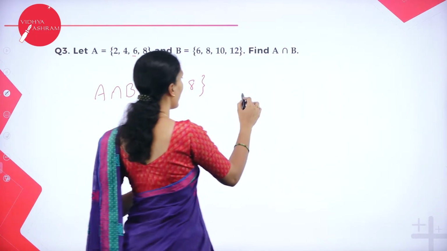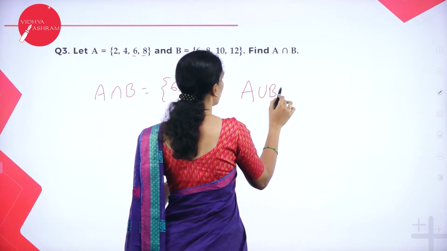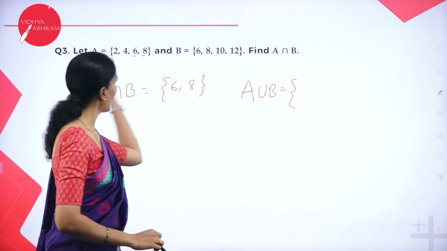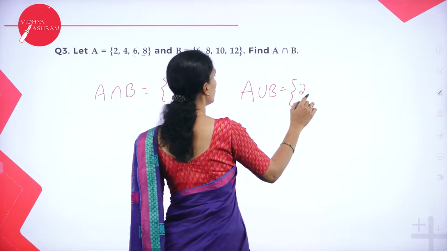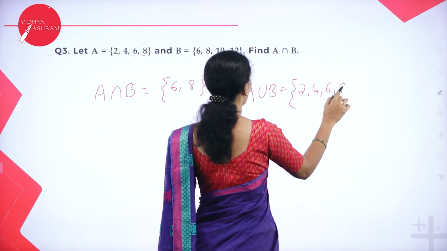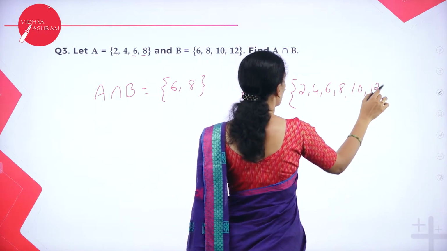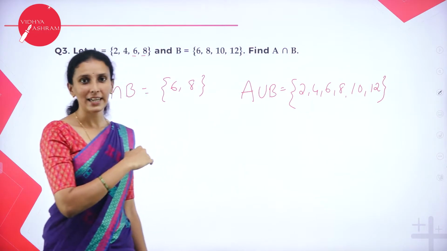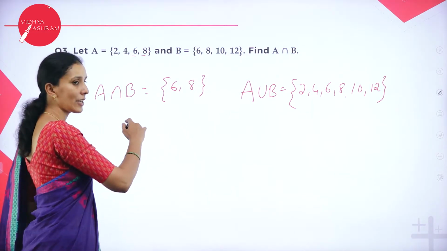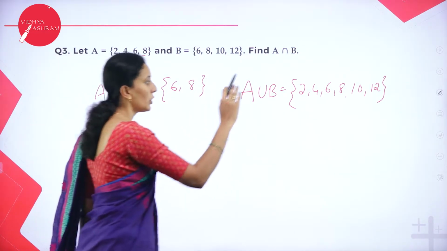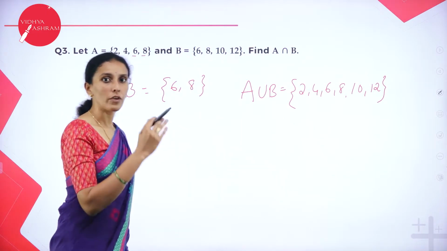What in case A union B is given? So A union B, write all the elements from A and B. That is 2, 4, 6, 8, 10, 12. So this is the difference between your intersection and union. Intersection, writing the common elements. Union, writing all the elements from A and B.